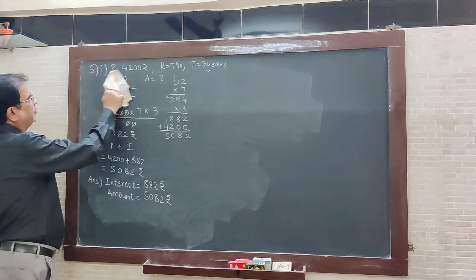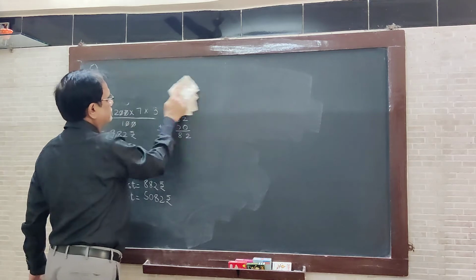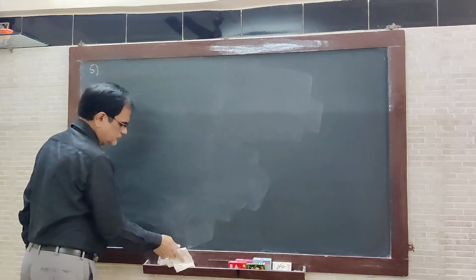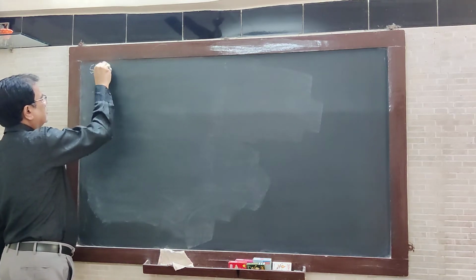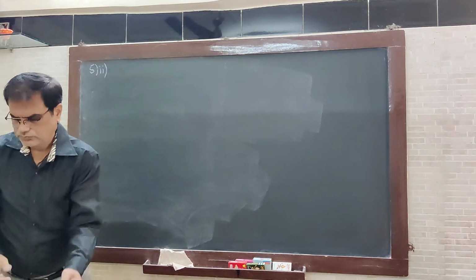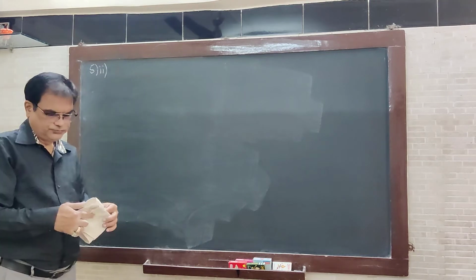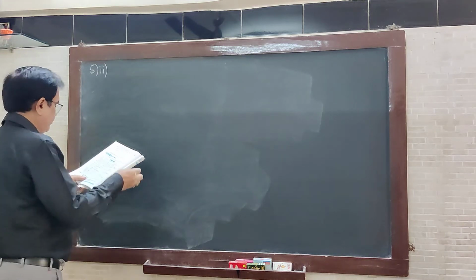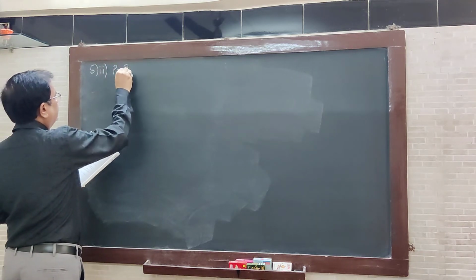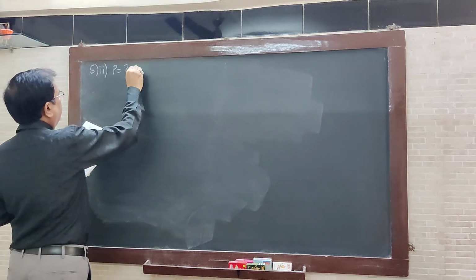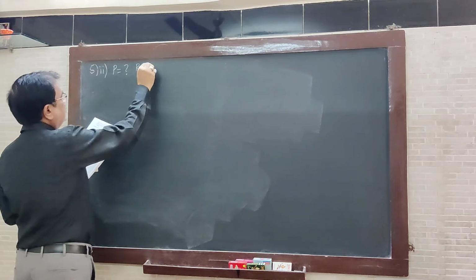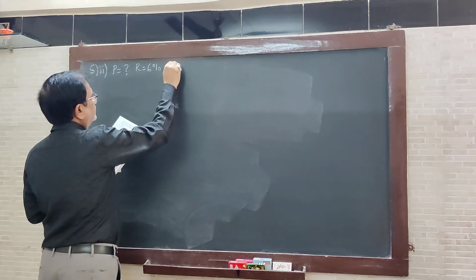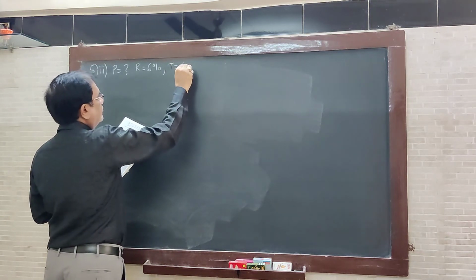Okay. Now we go to sum number 2. Sum number 2, you have to find out the principal. Principal is not given. Then rate of interest is given 6%. Number of years is 4 years.